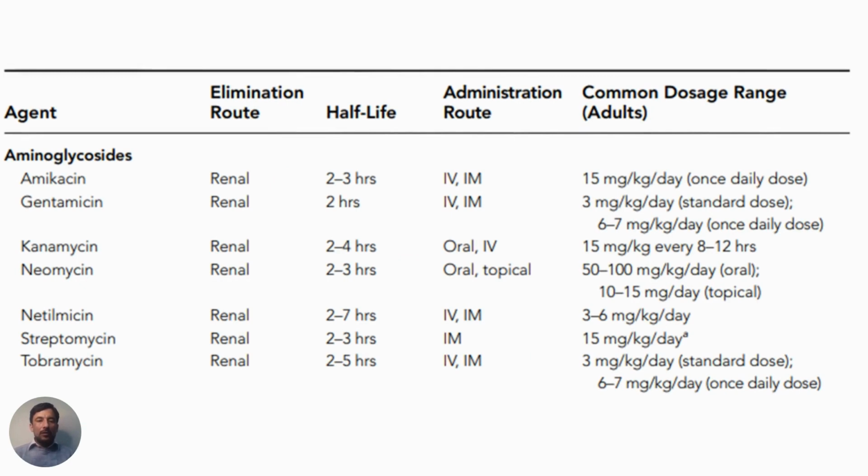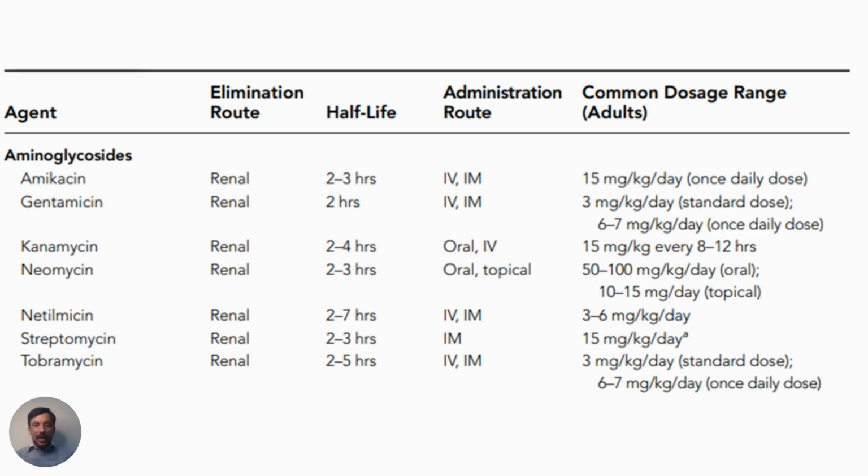Now, what are the doses of these drugs, the elimination route, the half-life, administration route, and the common dosage range? So amikacin: the elimination route is renal, the half-life is 2 to 3 hours, the administration route is IV or IM, and the common dosage is 15 milligram per kg per day, once daily dose. Okay, and gentamicin is also eliminated renally, and the half-life is 2 hours.